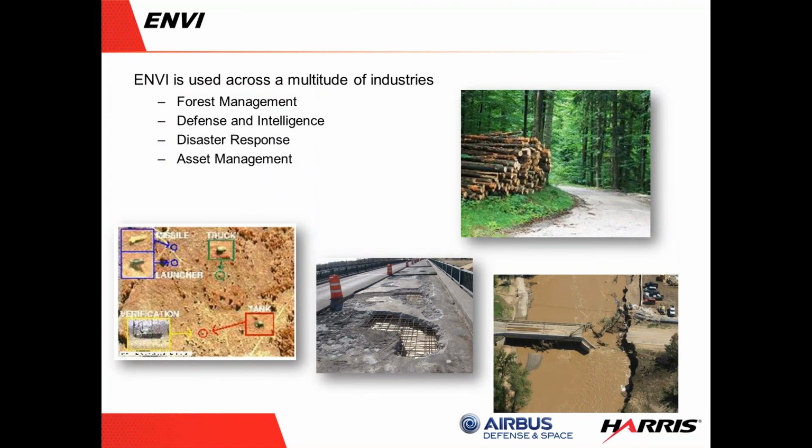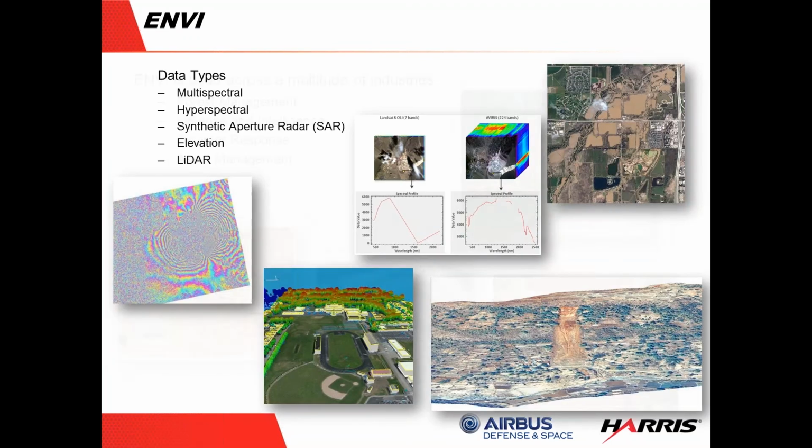So what kinds of industries do we work in? We work across a multitude of different industries, including forest or natural resource management. We have a long history of working in defense and intelligence. We do a lot with disaster response. You can see an image here of this flood that happened locally here in Boulder, Colorado a couple years ago. We also do asset management, so things like roadways, bridges, city infrastructure. We have tools and analyses that can help you manage your city infrastructure.